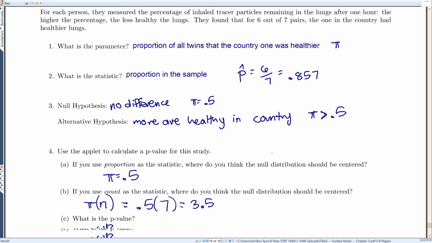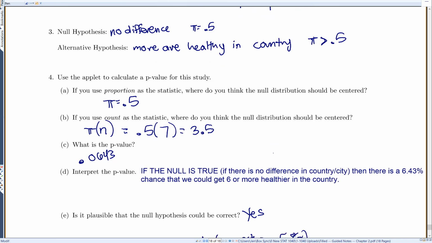So let's use an applet. Okay. So if we were to use proportion as the statistic, where do you think the null distribution should be centered? Well, it should be at pi equals 0.5. Okay. And if we use count, well, if you think about it, if there's 7 people and under the null it should just be half and half, well, half of 7 is 3.5, or pi times n is 0.5 times 7, or 3.5. So that's where it should be centered if you use count.